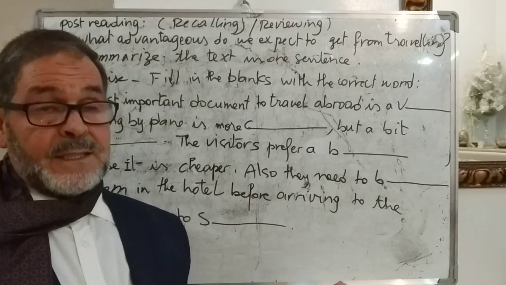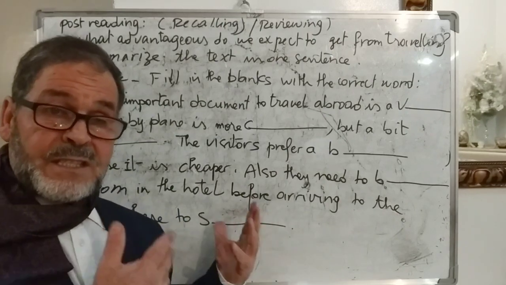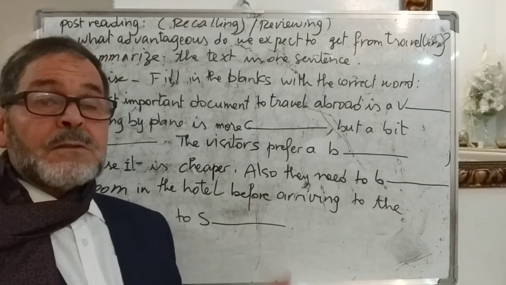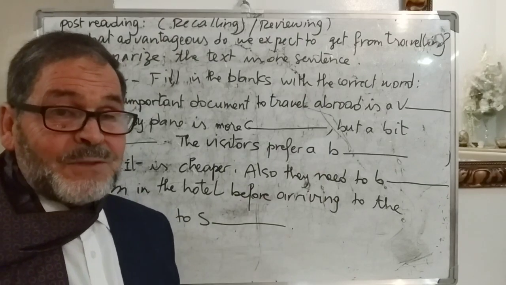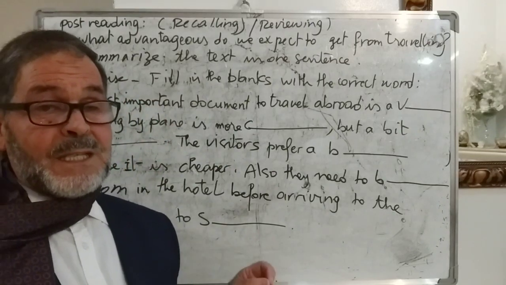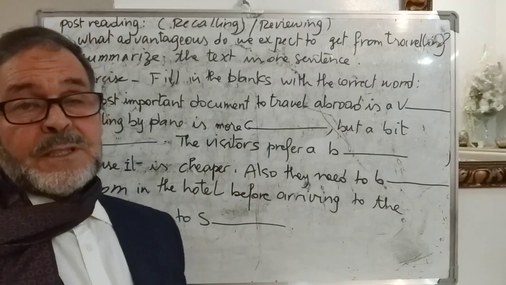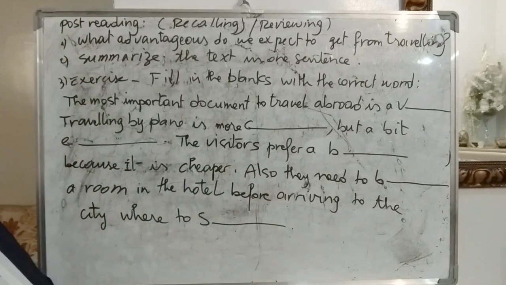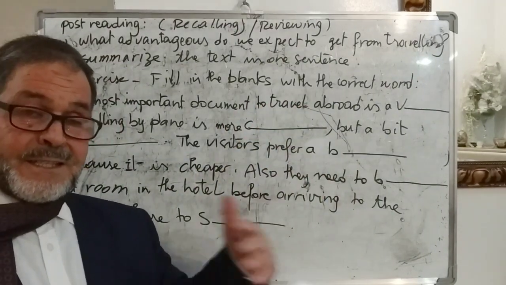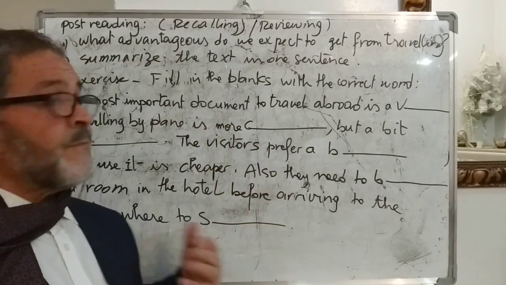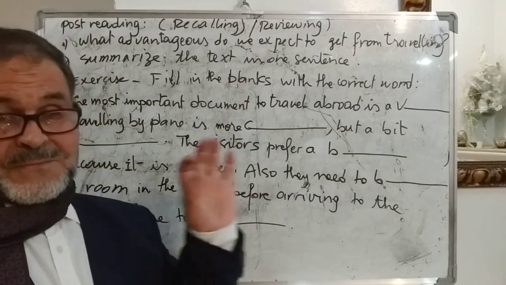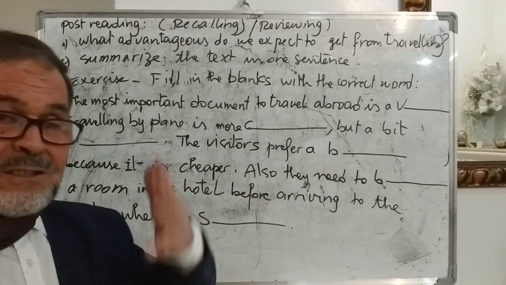After understanding the text and answering the questions given, we complete the chart or the table given, and then we ask them to close their books. We don't need to go back to the text. We are going to give 3 questions. They are maybe for choice, or you can do the 3 questions at the same time. First one: what advantages do we expect to get from traveling? After reading the text and answering the questions, what are these advantages? Number 2: summarize the text in 1 sentence. Just 1 sentence, and we give the general idea.